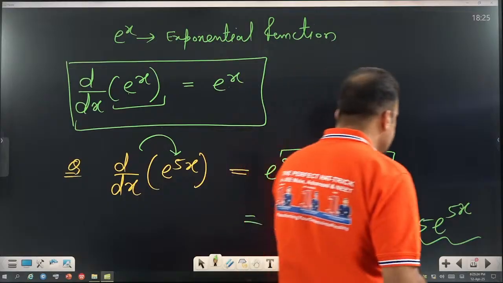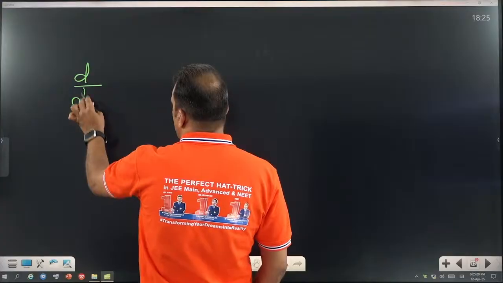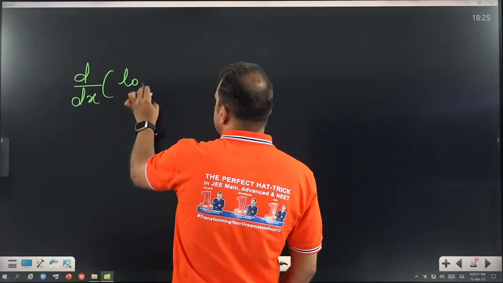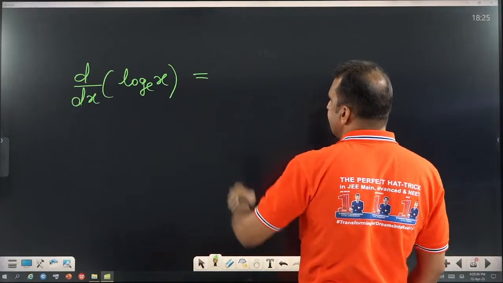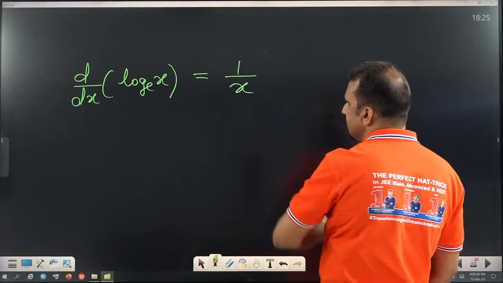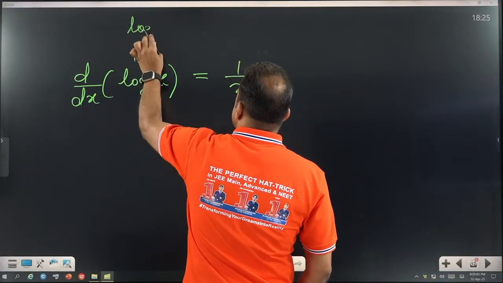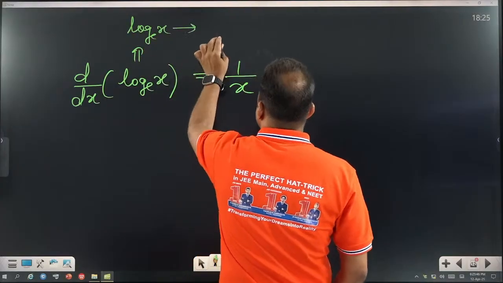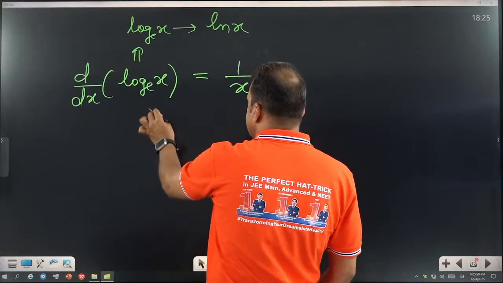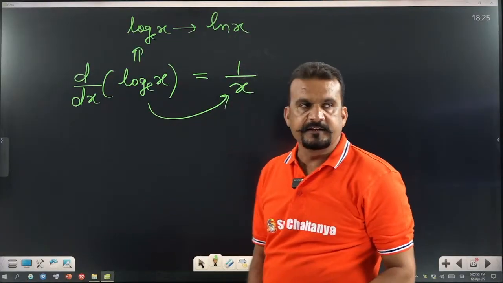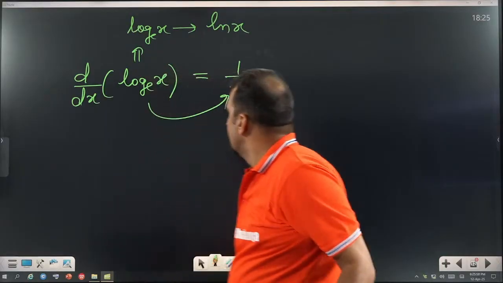And one more that is rarely used, that is log e x. Differentiation of log e x. Log e x is called the natural log, and its differentiation is going to be 1 by x. It can be written like that also. Somewhere its notation can be like ln x. So you remember both notations. What is the differentiation? 1 by x. So you directly remember this formula: differentiation of log x equals 1 by x.